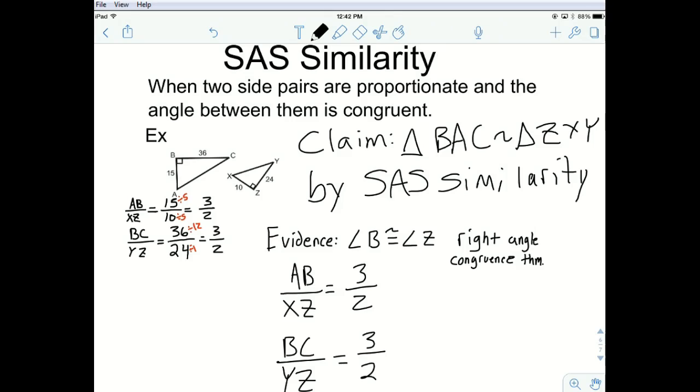This one says that we have to have two pairs of sides proportionate, okay, and the angle between them must be congruent.